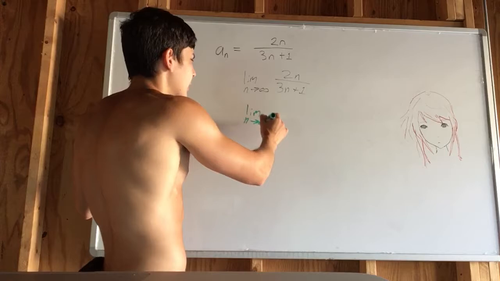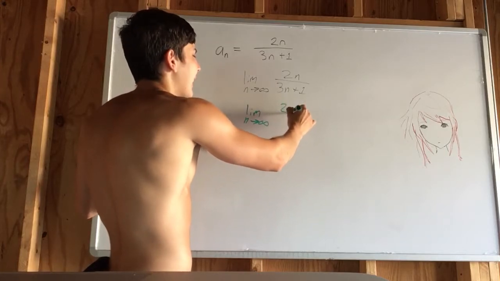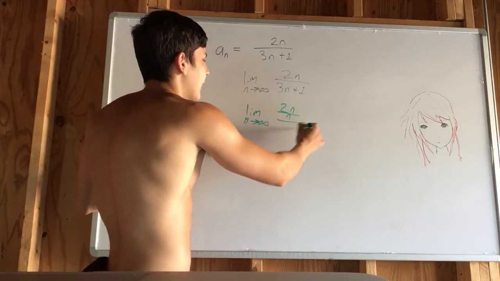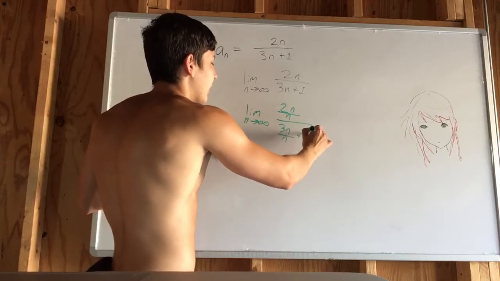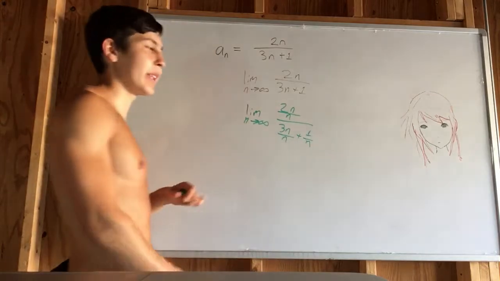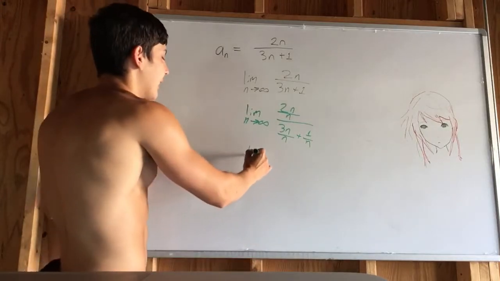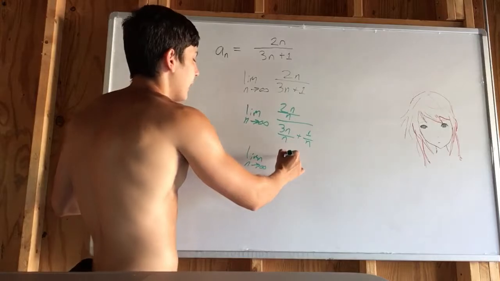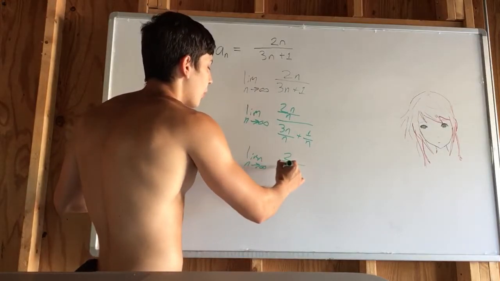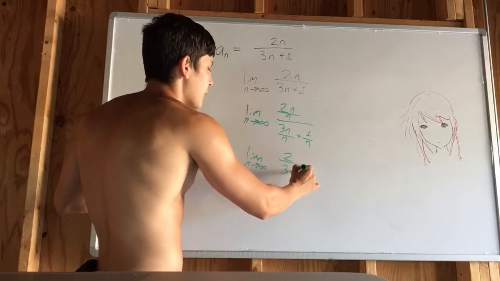So limit as n approaches infinity, we divide by n. And here we also divide by n. And we divide this by n. Everything has to be divided. Limit as n approaches infinity. And so we have 2 over 3 plus 1 over n.